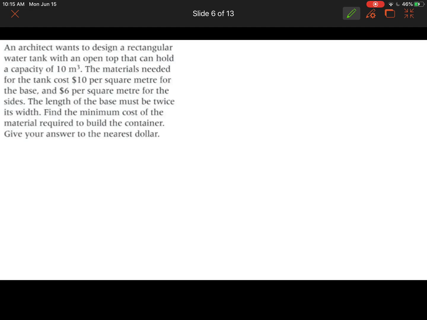Just kidding. An architect wants to design a rectangular water tank with an open top that can hold a capacity of 10 meters cubed. The material needed for the tank costs $10 per square meter for the base and $6 per square meter for the sides. The length of the base must be twice its width. Find the minimum cost of material required to build the container.